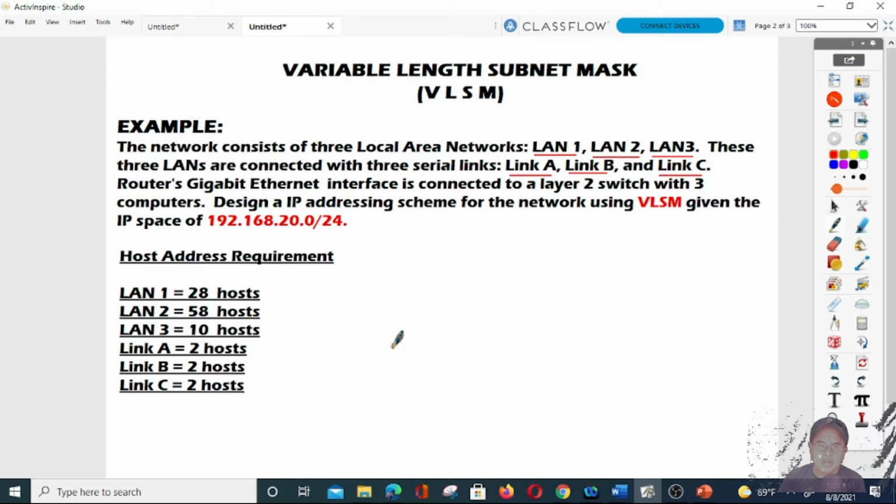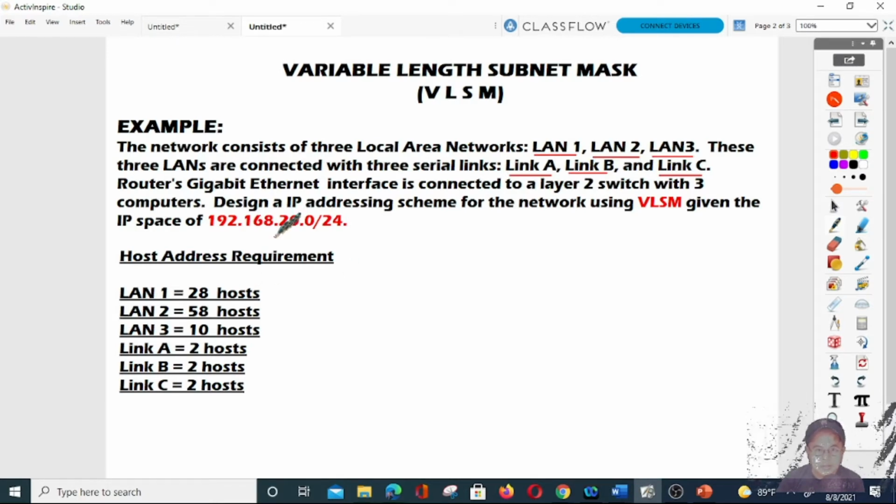So design an IP addressing scheme for the network using VLSM given the IP space of 192.168.20.0. So in this scenario, we are only given a class C IP address, 192.168.20.0/24, so it's not yet subnetted. Now, the host requirements of this scenario: local area network 1 has 28 hosts. That means we need 28 IP addresses. And LAN 2 is 58 hosts. LAN 3, 10. And the link between the routers needs 2 hosts each.